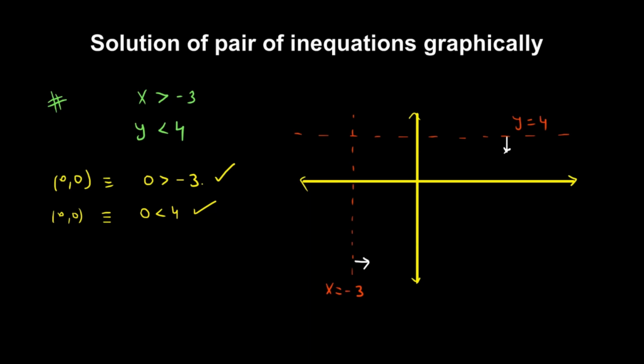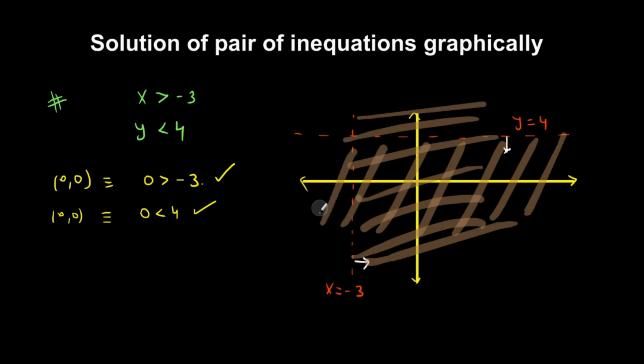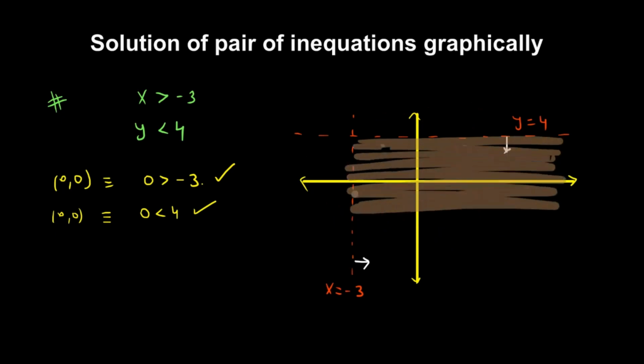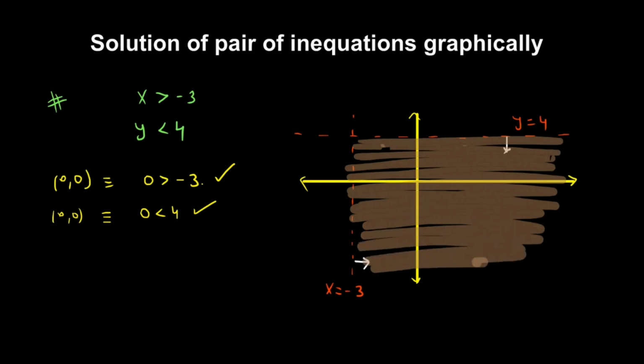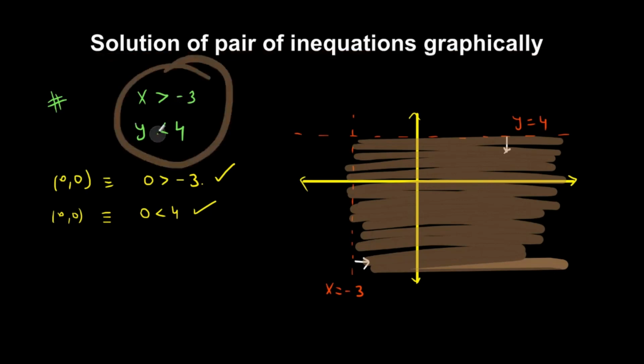So the common region will definitely be this. All the region which is over on the right of x equal to -3 and which is down from y equal to 4. So the common region will be this one. Right, and remember that the lines will be dashed over here. So this shaded region is the solution of the pair of inequations which are indicated over here.